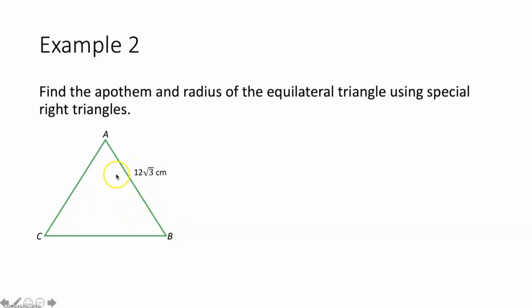In order to find our apothem and our radius, the first thing you're going to do is create a central angle and find the measure of that. A central angle is an angle formed by the center of your polygon and the endpoints of one side. So we're going to have to locate the center of our equilateral triangle here. We'll call that point D.